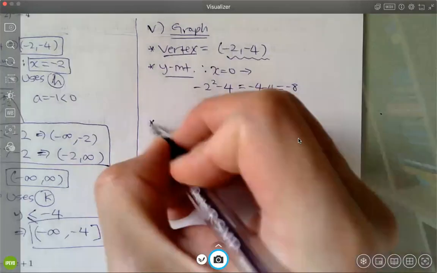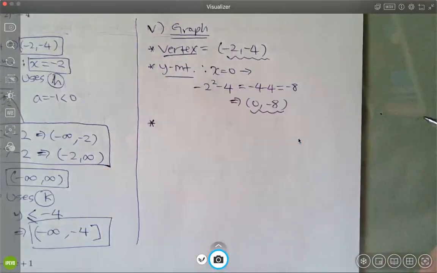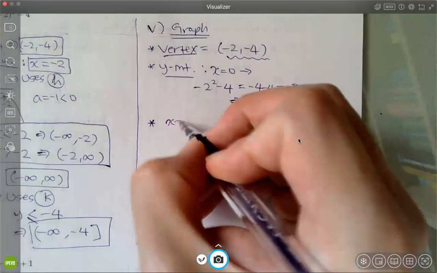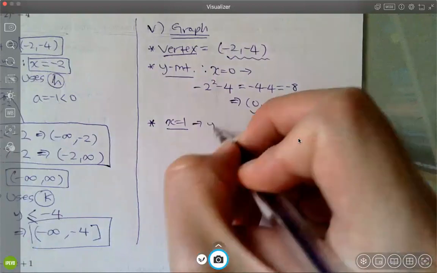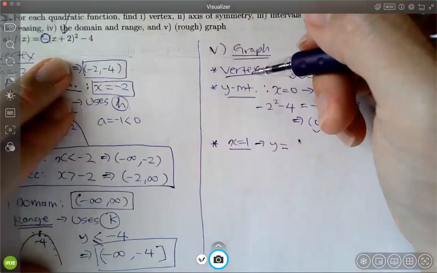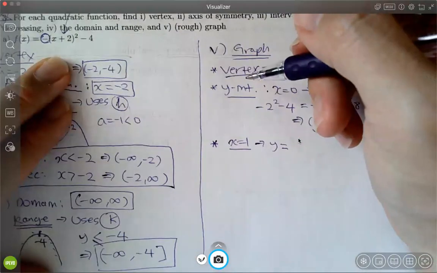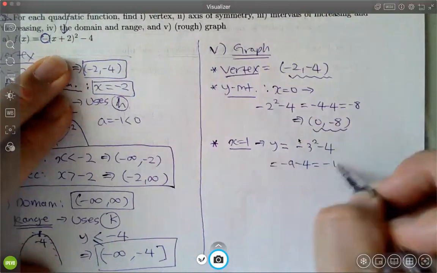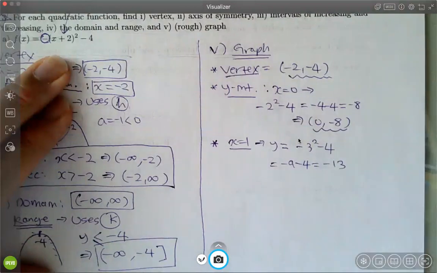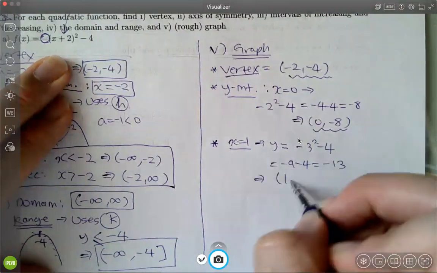And now plug in an easy number for x. So what can we do? Maybe x is equal to 1. That's the easiest number. Okay, so what is y in this case? So when x is equal to 1, you have what? Negative 3 squared minus 4, right? And what does that represent? Negative 9 minus 4, so that's what? Negative 13, right? So what is the point? 1 comma negative 13, right?